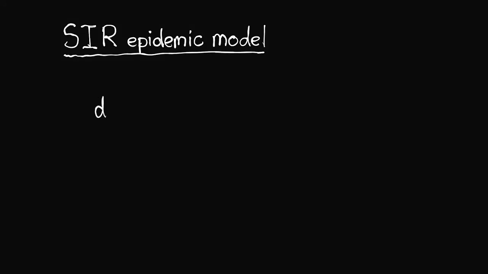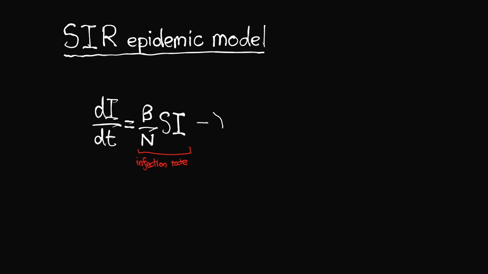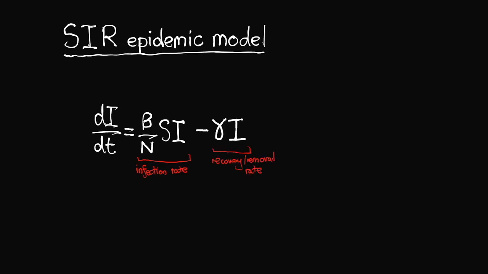So we'll first look at dI/dt, that's the rate of change of the number of people infected. Now there are two parts in this. The first part is the people that get infected, that come in from the susceptible population. From what we had previously, that's given by beta over N times S times I. So this represents the infection rate. We next consider the people in I that either recover or die. That's given by minus gamma I. So this is the recovery/removal rate.